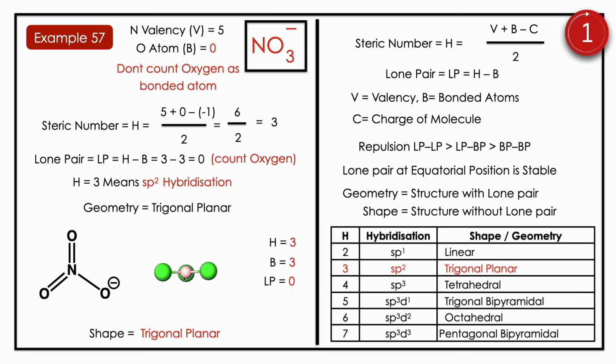Then example 57, NO3 minus. Nitrogen is the central metal atom, valency is 5. Oxygen you should not count, so it is 0. If you substitute in our formula, 5 plus 0 plus 1 for the minus charge gives 6, divided by 2 gives 3. Lone pair will be H minus B, which is 3 minus 3 equals 0. So H3 means sp2 hybridization. Since there is no lone pair, geometry and shape will be the same. So NO3 minus shape is trigonal planar.